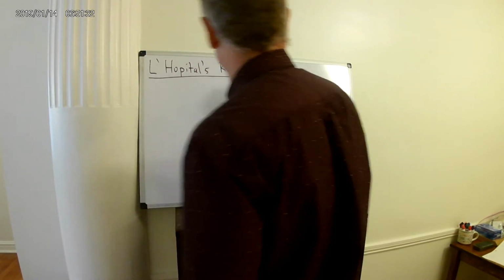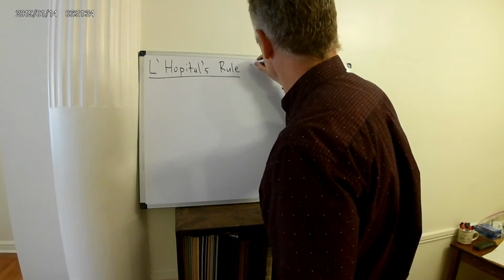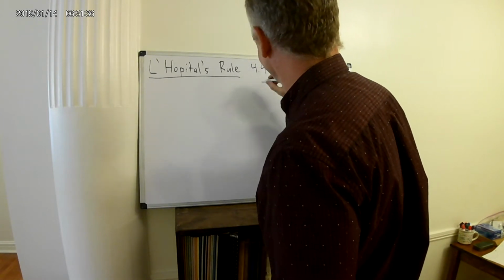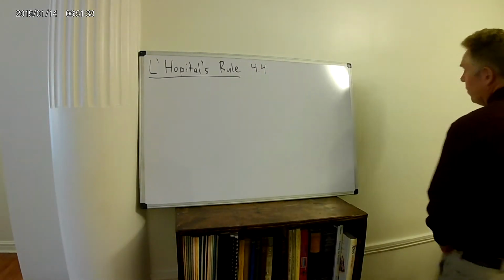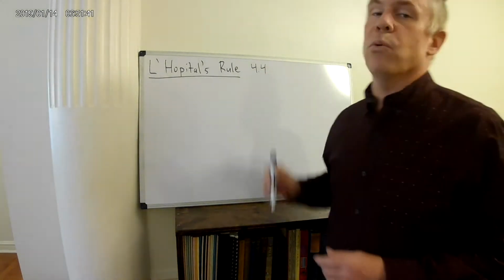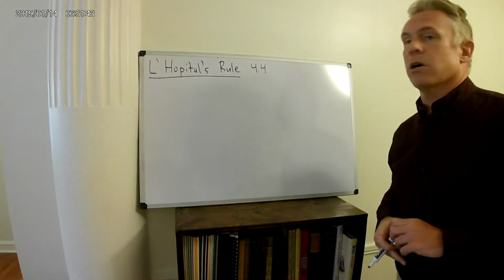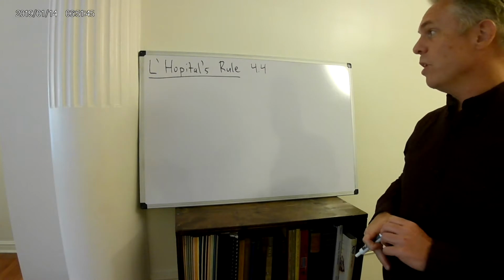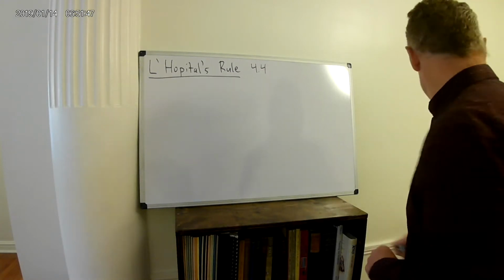Okay, this is the topic for today. L'Hopital's Rule. This is section 4.4. And what this rule has to do with is it's really a way we can evaluate what are called indeterminate limits. It's a trick we can use to evaluate indeterminate limits.